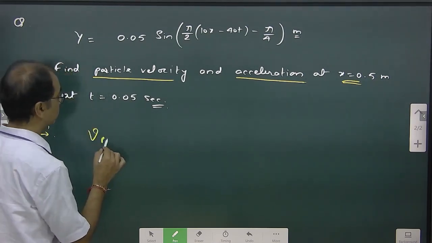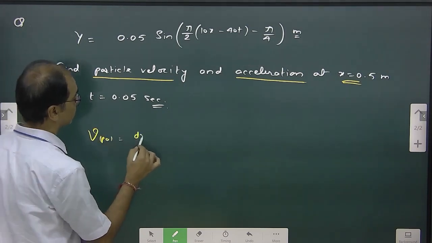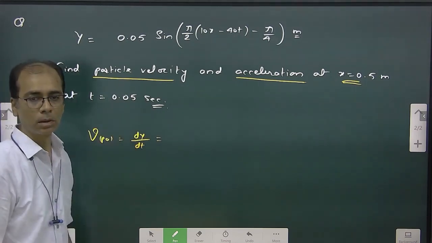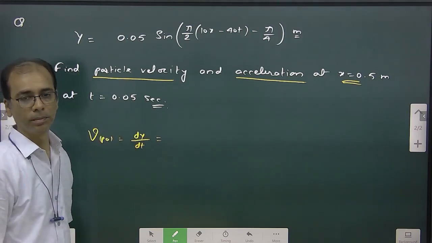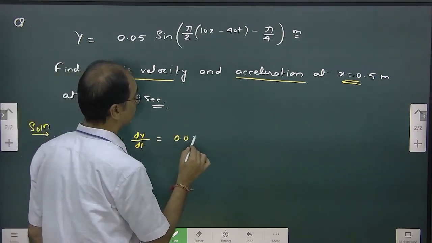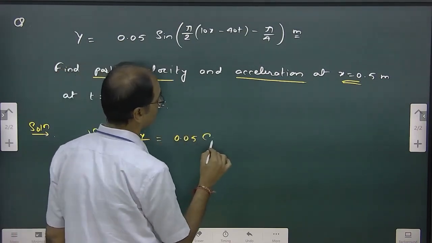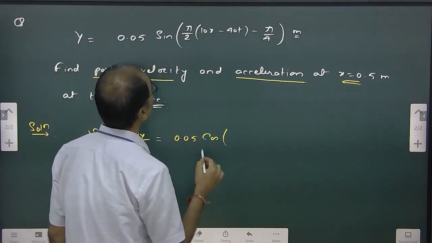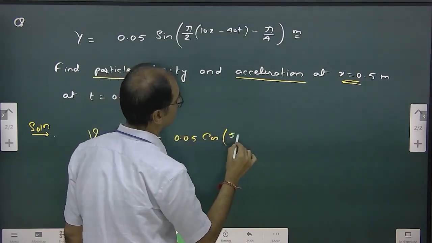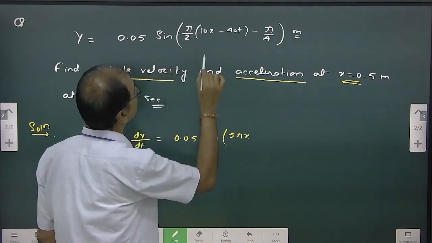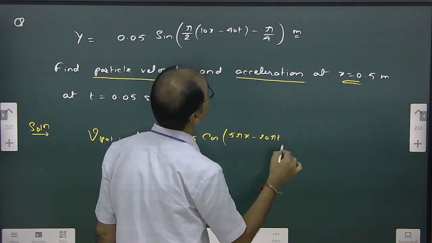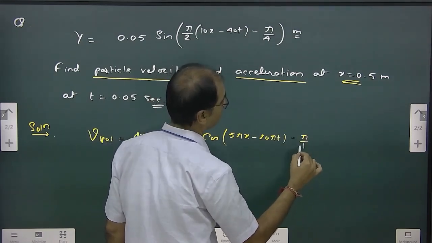Velocity of particle is dy by dt always. So that means we have to differentiate that. You have to see what's going to come. 0.05, sine will become cos, we know that. What is there inside? This will multiply, this will become 5 pi x, and here it will become 20 pi t, and here is minus pi by 4. So sine becomes cos.